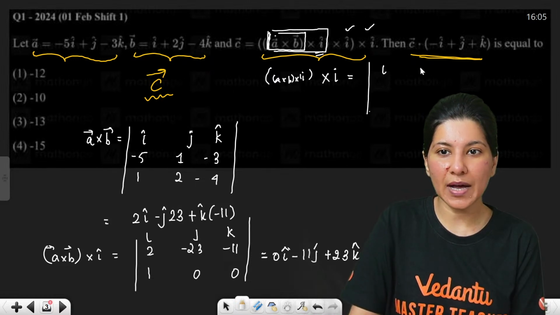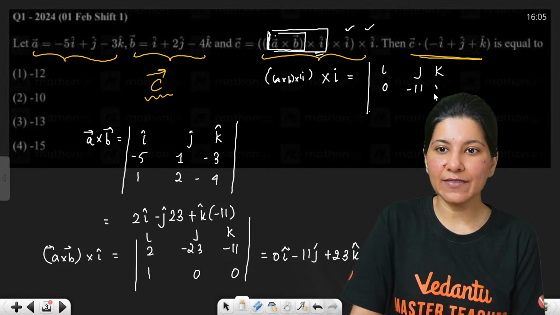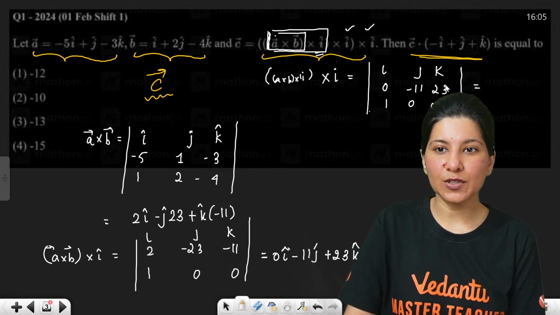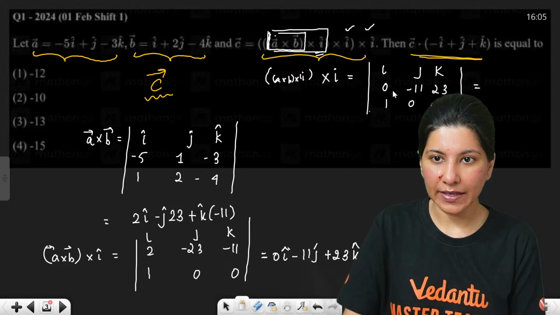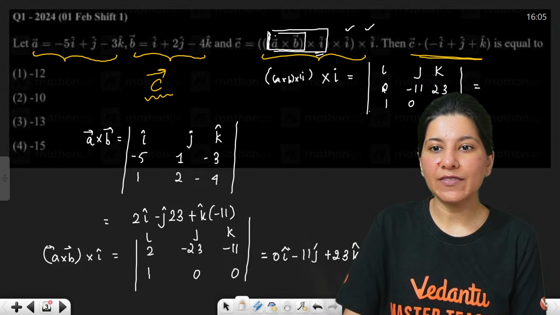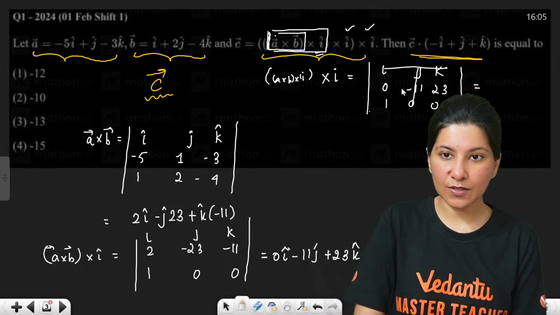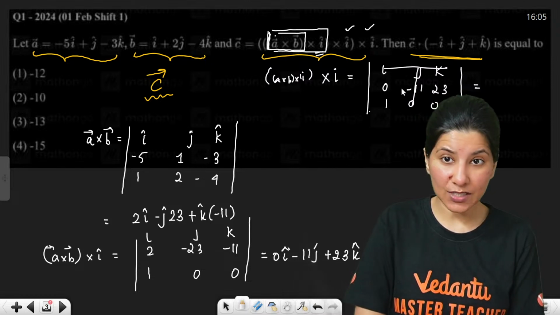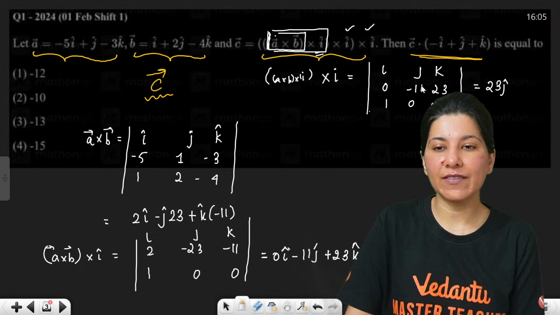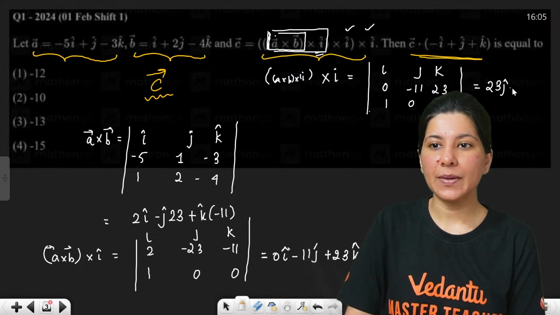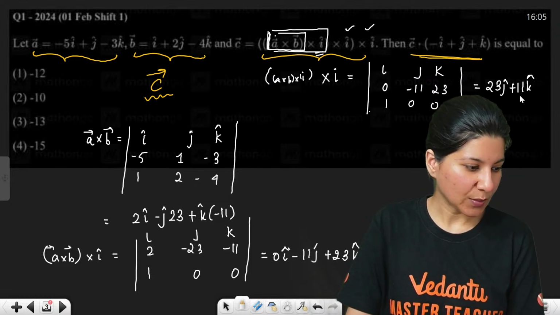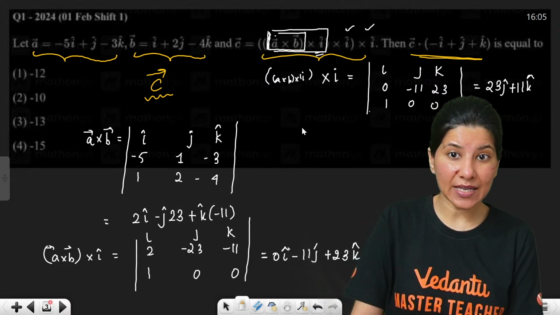So that is going to become i j k, 0 minus 11 23, and again 1 0 0. Let's do that. So this is going to become 0 I cap only, right? Then plus 23 j cap, and last plus 11 k cap. This is A cross B cross I: 23j plus 11k. Now one last time we have to do.